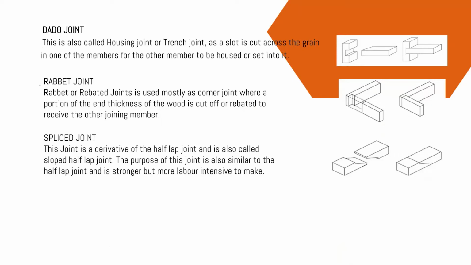Dado joint, also called a housing joint or tenon joint, is where a slot is cut across the grain in one member for the other member to be housed or set into. Rabbet joint is used mostly as a corner joint, where a portion of the end thickness of one member is cut off or removed to receive the other joint member.